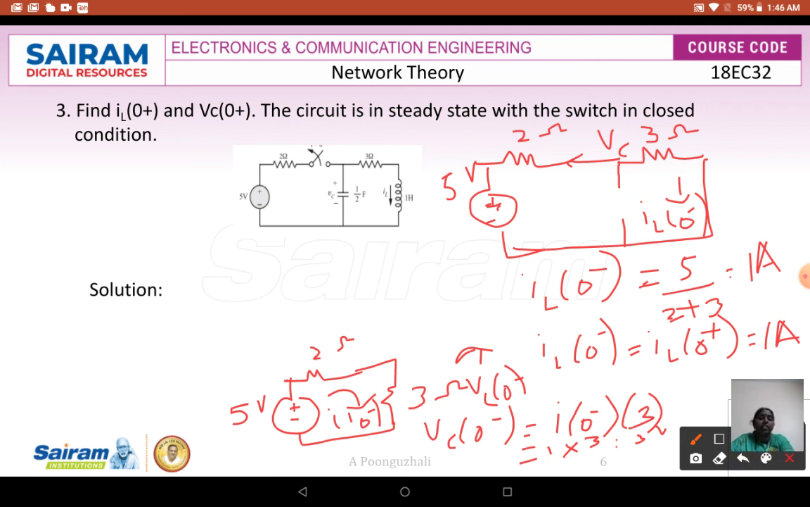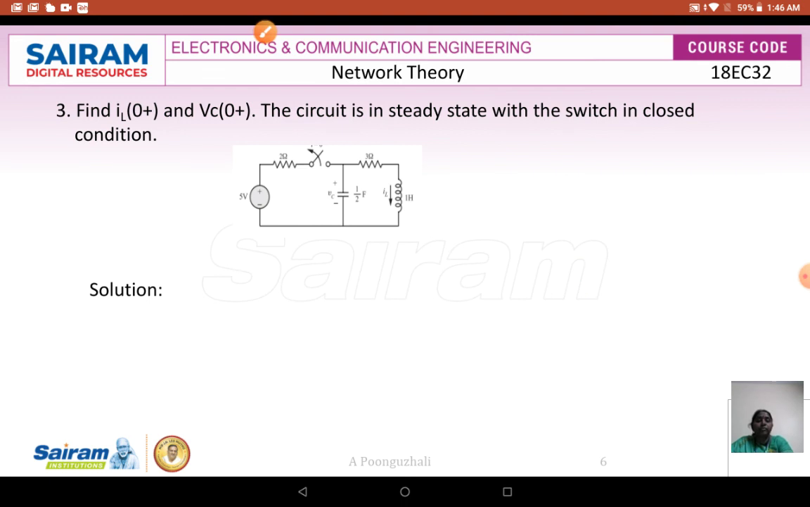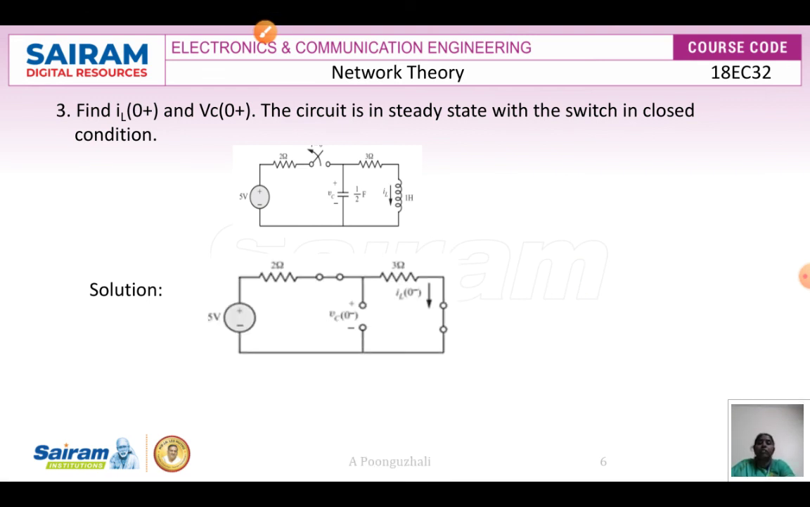So we can see that first your inductor is a short circuit, then your capacitance is going to be an open circuit. Now we can see that IL of 0 minus is going to be the total current. It is 5 divided by 2 plus 3, that is 1 amp. So in this case VC of 0 minus is equivalent to your total voltage 5 into 3 divided by 3 plus 2, that is 3 volts.